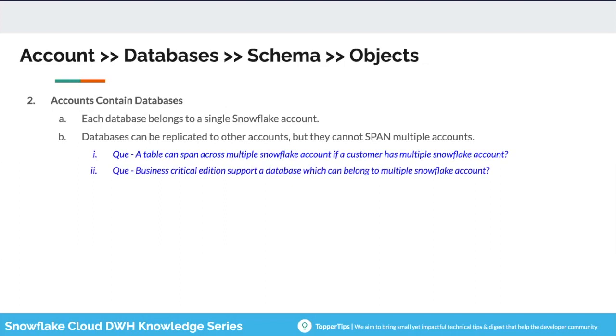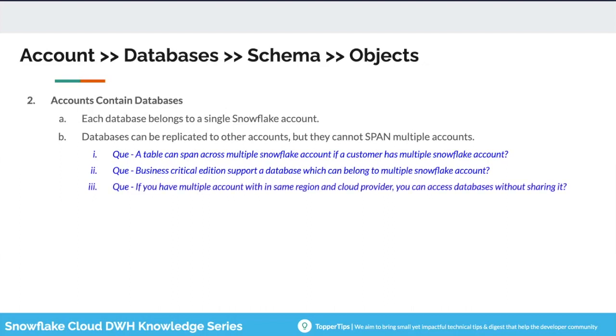Business Critical edition supports a database which can belong to multiple Snowflake accounts. This is also a false statement. If you have multiple accounts with the same region and cloud provider, you can access a database without sharing it. This is also a false statement, because each database belongs to a single Snowflake account and it cannot go beyond that unless you share it via a shared object.